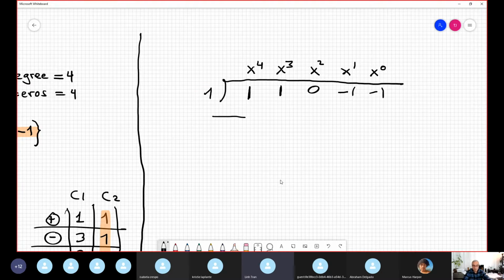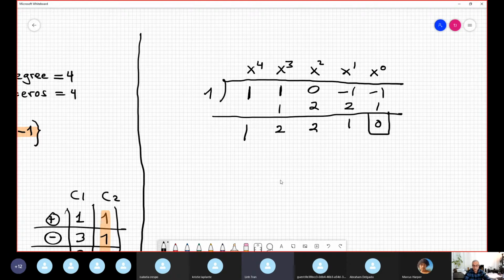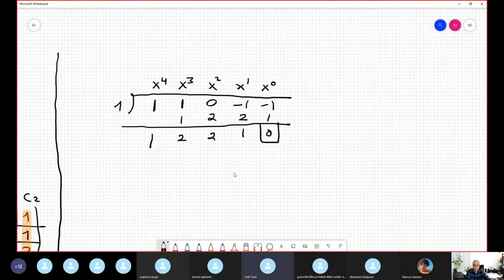Sure. 1. Bring down the first number, multiplication, addition, in this case 2. Multiplication is 2. Addition is 2. Multiplication is 2. Subtraction is 1. Multiplication is 1. 0 remainder. When you get 0 remainder, I'm super happy because I discover that the factor x minus 1 belongs to the polynomial. And the 0 is 1. The other possibility is negative 1.